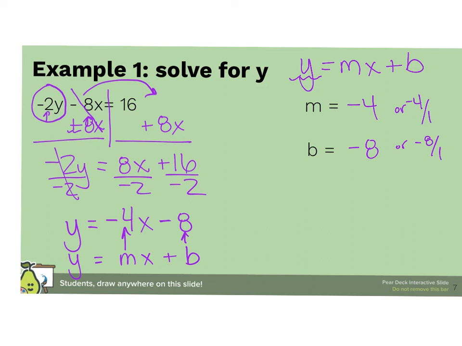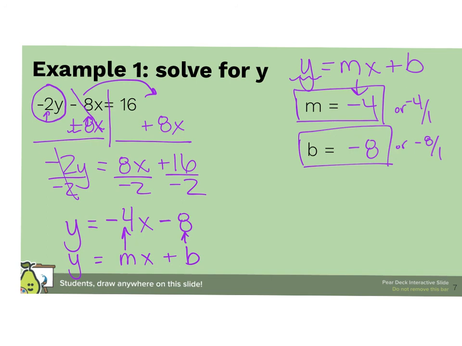So this is what you're going to do when you enter your exit ticket. So I know you solved correctly. You're just going to say when you solved for y, what was m, you'll simply type -4. And what was b, you'd simply type -8. Don't put b equals, just the number. Always, always just the number for the Google form.